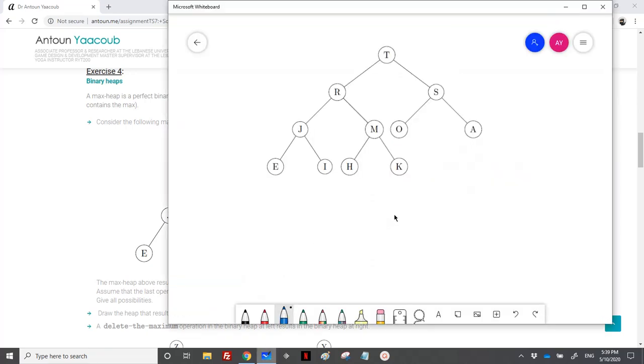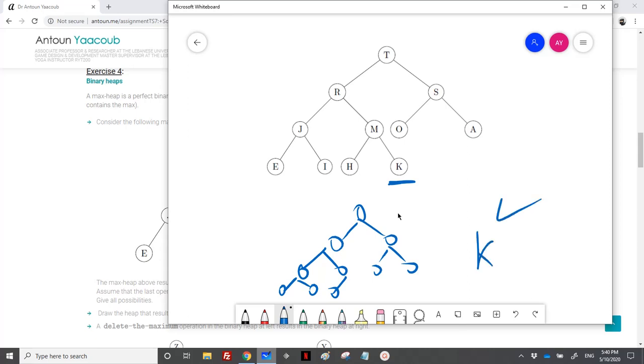Obviously, it's a heap, so we are filling the elements level by level. Before the insertion, the tree looks like this. The element that we inserted should be here. So if the tree was like this without the k, one possibility is that I have added k.